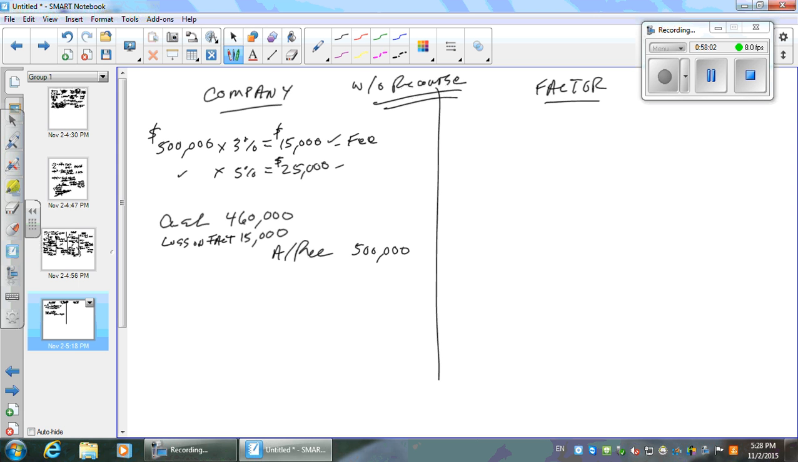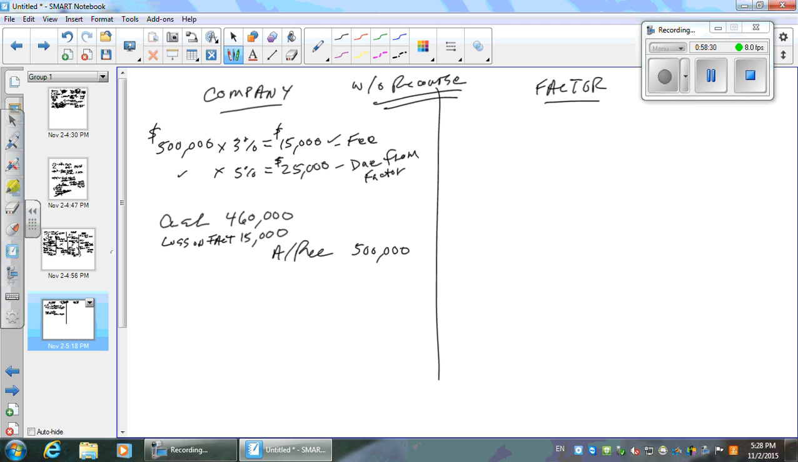This is a due, this is a reserve, right? Due from factor. So they're gonna pay me that later if they collect it, okay? Due from factor, okay? That's a reserve. They're holding it back, right? Because if they don't collect everything, they're never gonna give it to you. Got it?